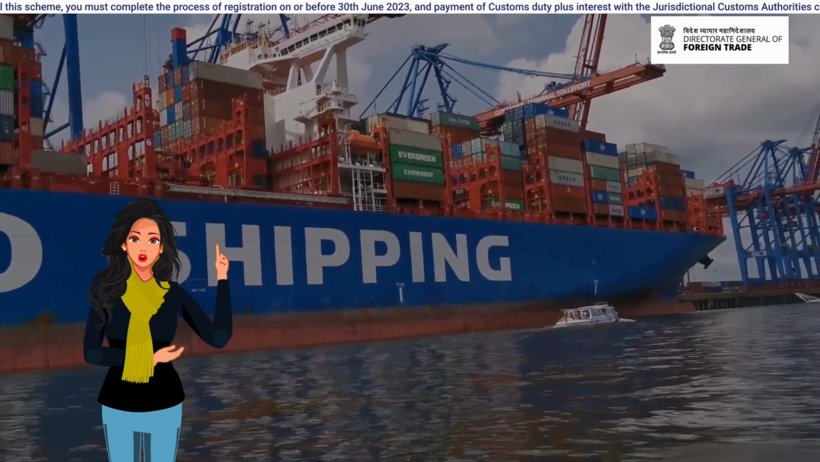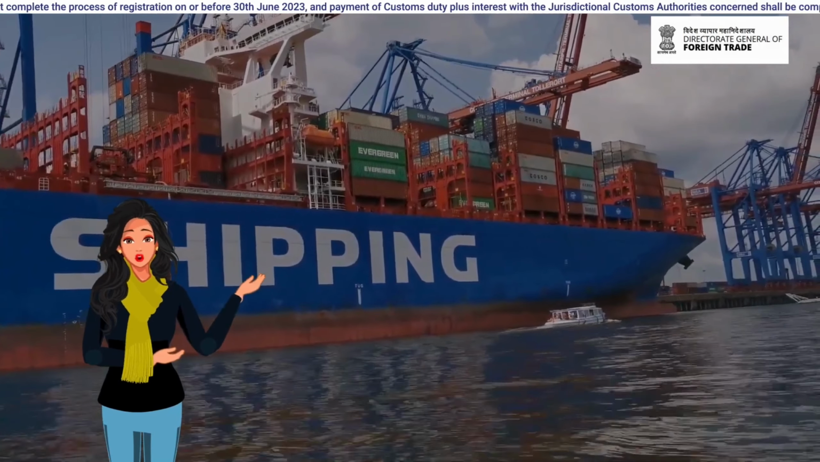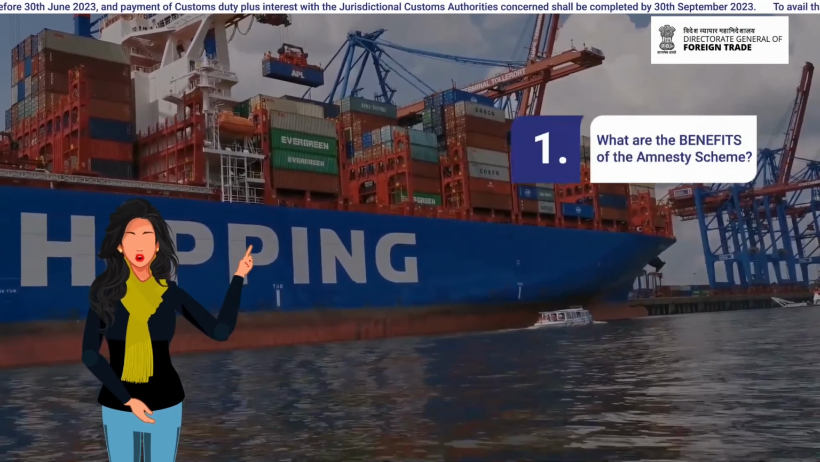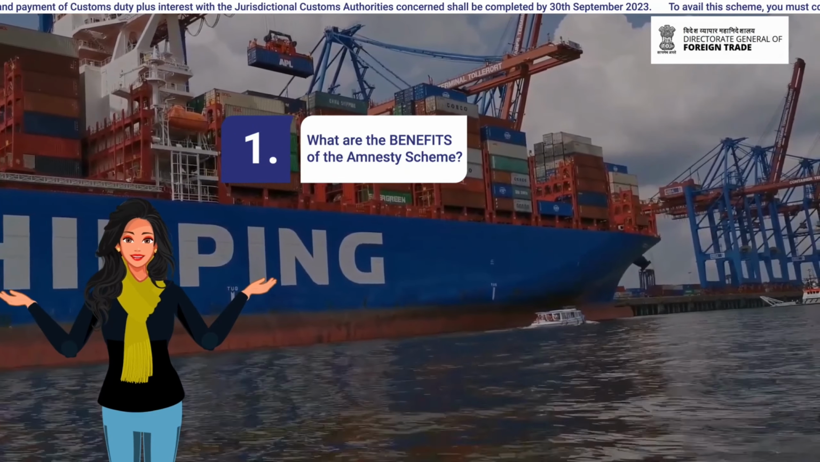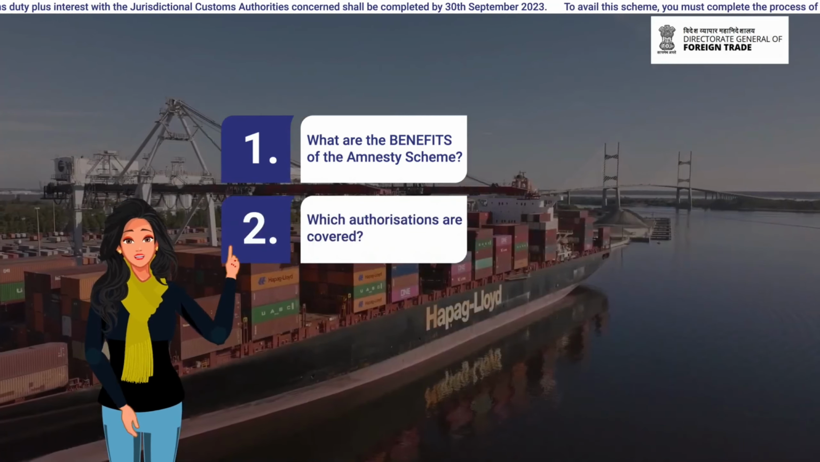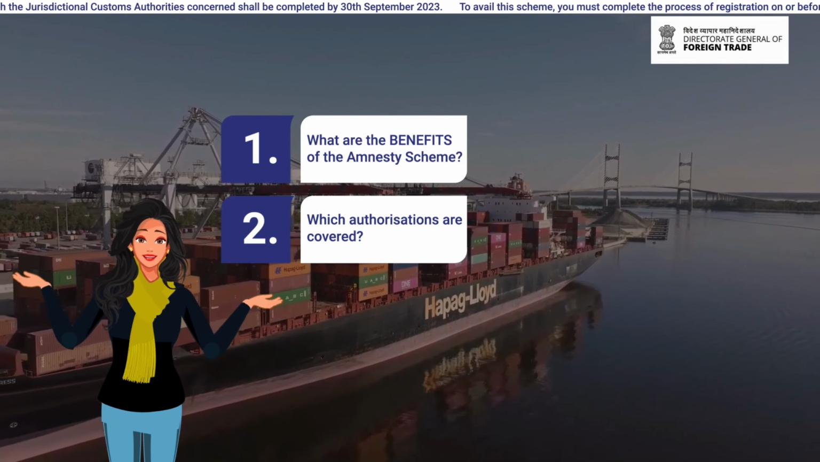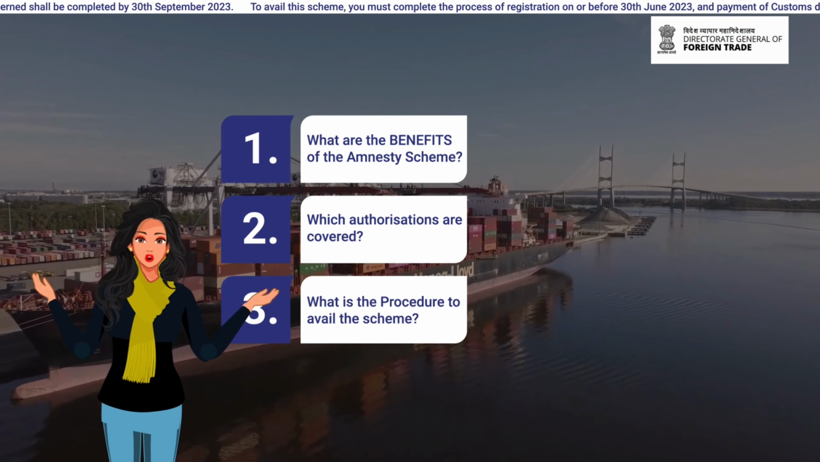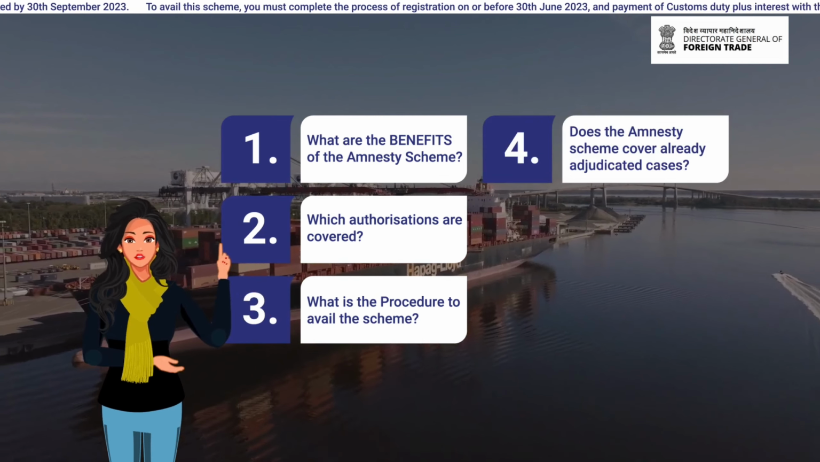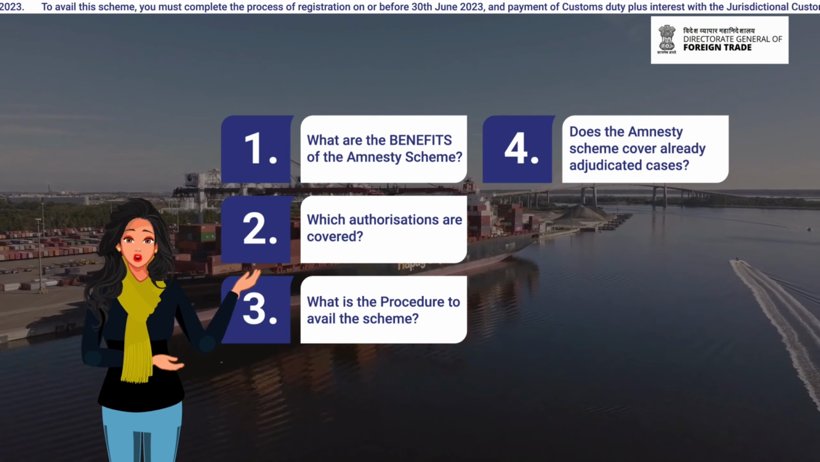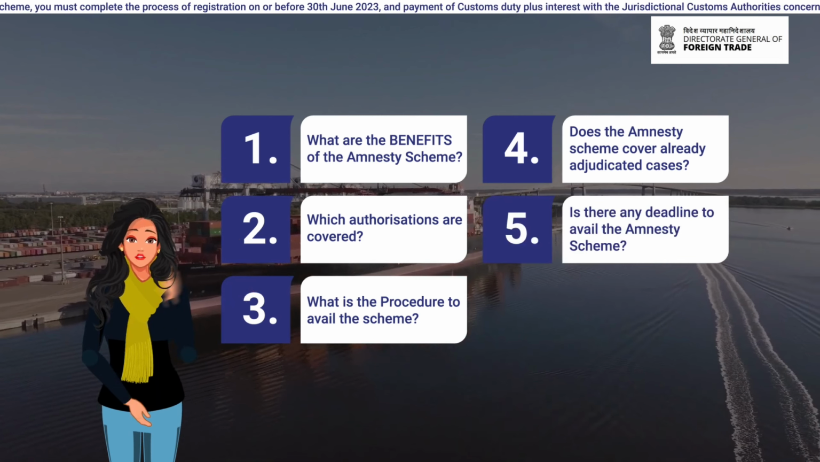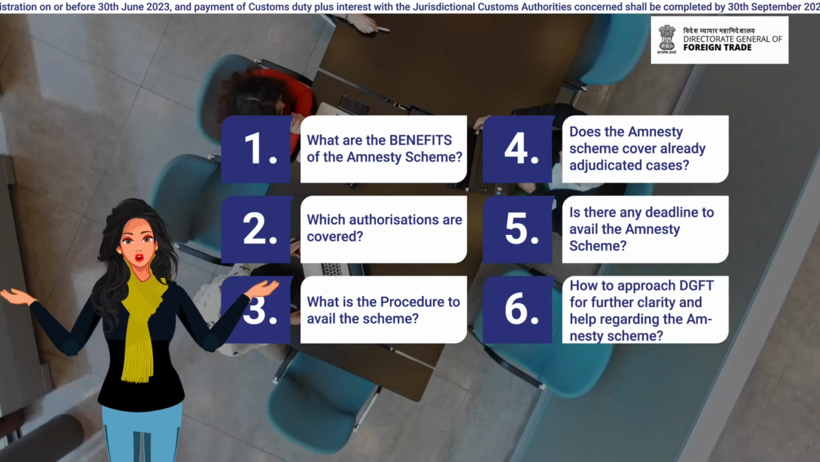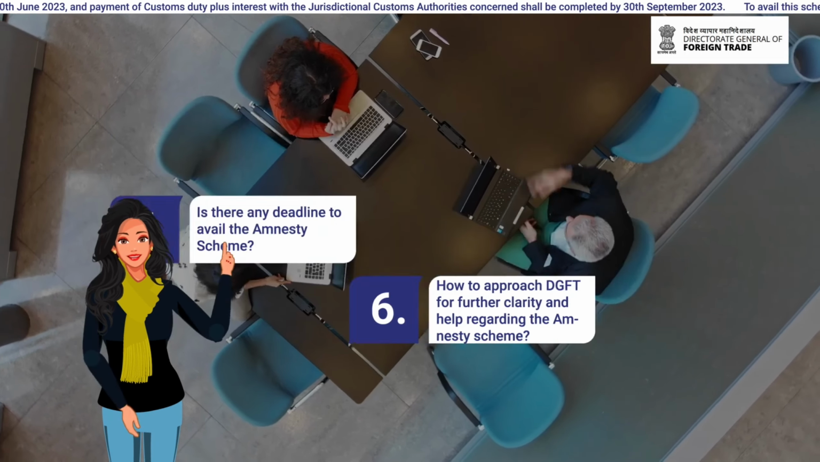Now let's take a closer look at the details of the scheme in a stepwise manner with the following 6 steps. First, what are the benefits of the amnesty scheme? Second, which authorizations are covered under the scheme? Third, what is the procedure to avail the scheme? Fourth, does the amnesty scheme cover already adjudicated cases? Fifth, is there any deadline to avail the amnesty scheme? Sixth, how do I approach DGFT for further clarity and help regarding the amnesty scheme?